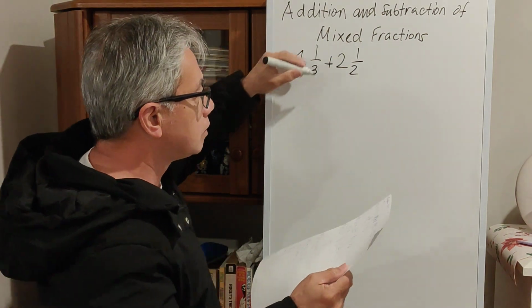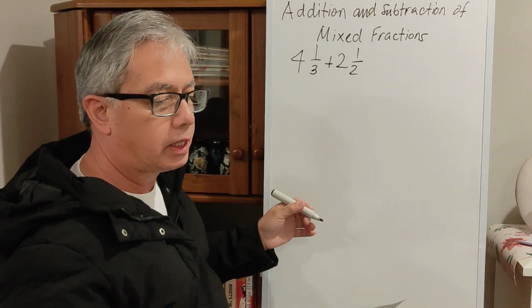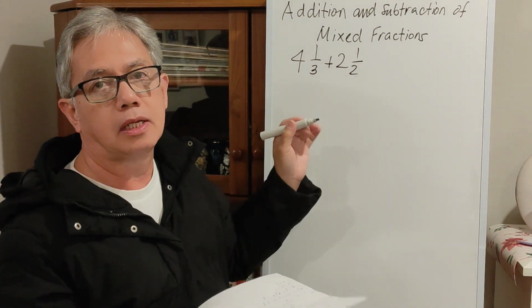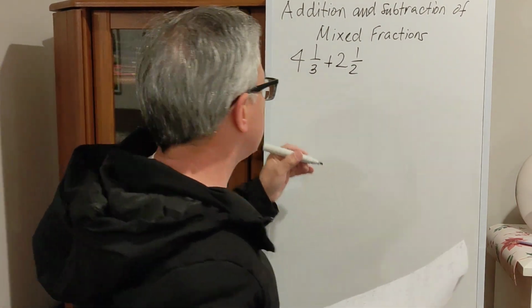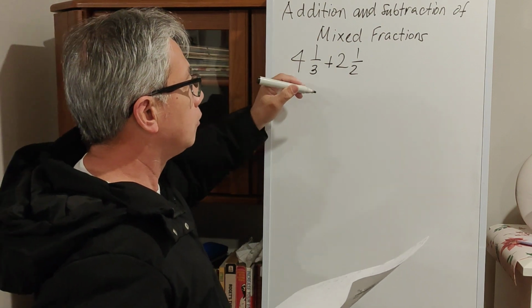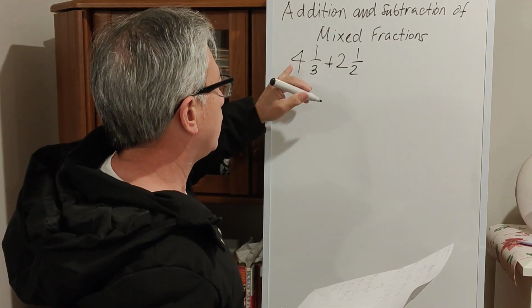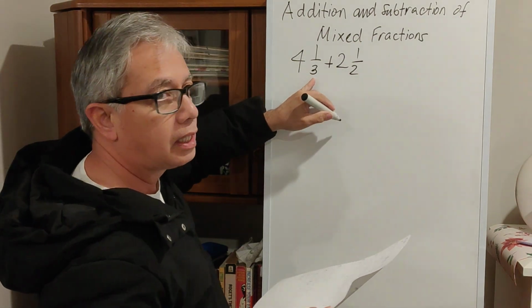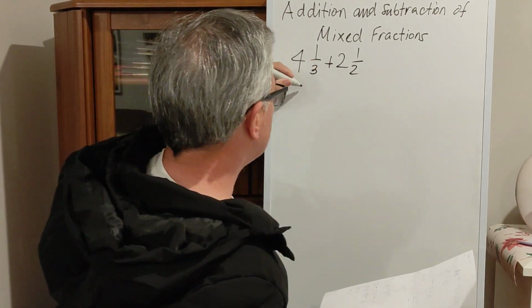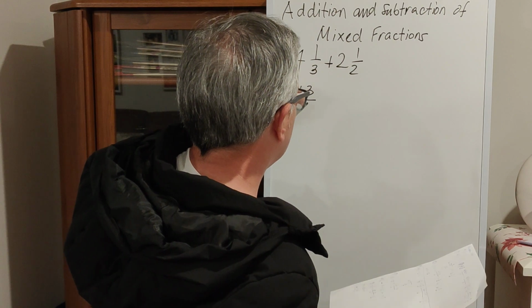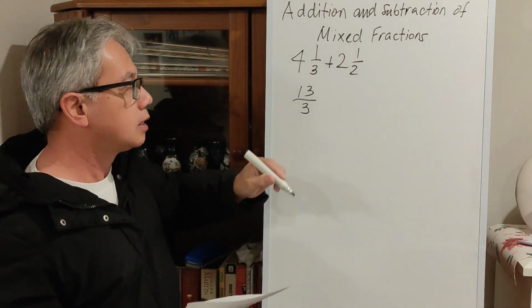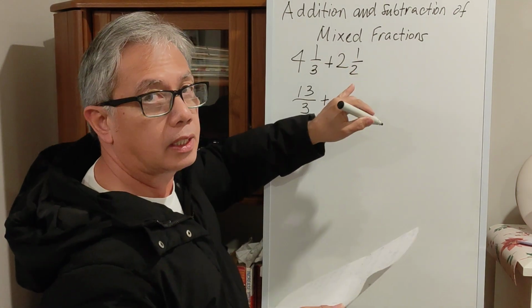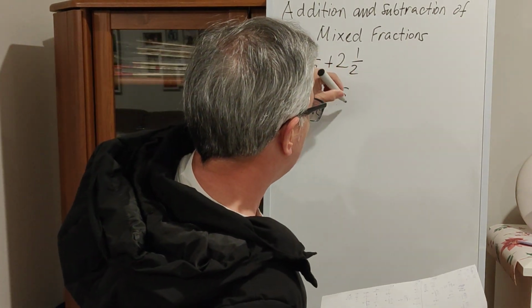We first convert both of them from mixed fraction to improper fraction, and then we proceed with the addition of improper fraction. To convert it into improper fraction, we multiply the whole number to the denominator plus numerator. So 4 times 3 is 12 plus 1 is 13 over 3. So this one becomes like this. And this one, 2 times 2 is 4 plus 1 is 5 over 2.